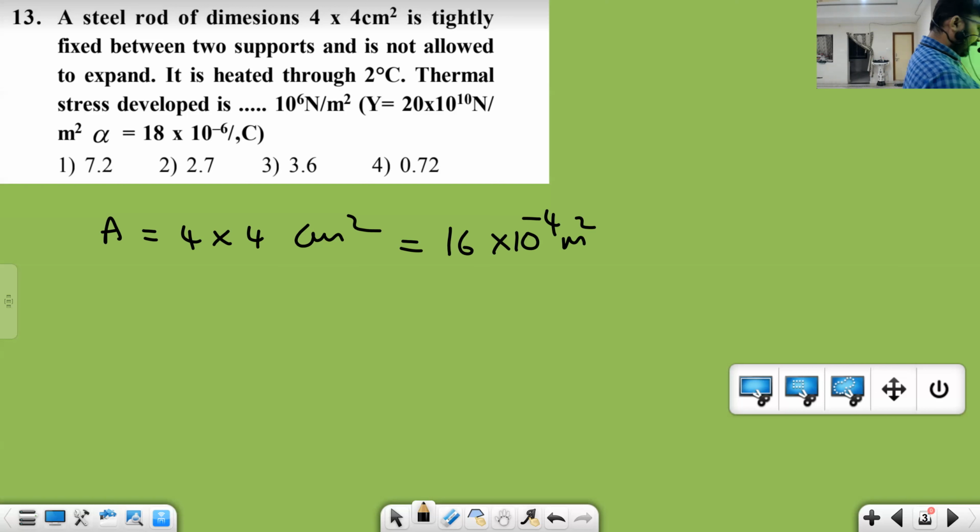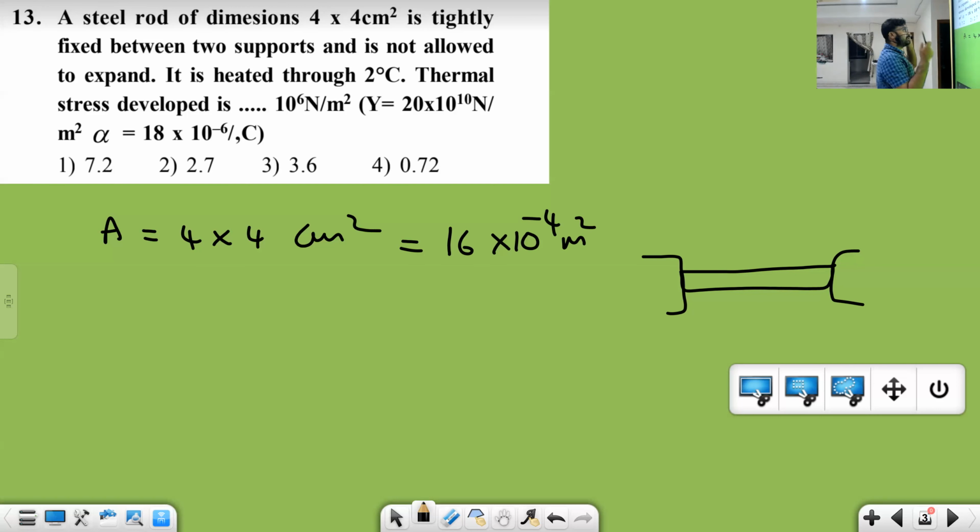Next, what they told: it is fixed between two rigid supports and not allowed to expand. In the last class, I gave the information related to this. When it is fixed between two rigid ends, it will experience thermal stress. It is heated through a temperature difference of 2 degrees centigrade, and they are asking us to find the thermal stress.